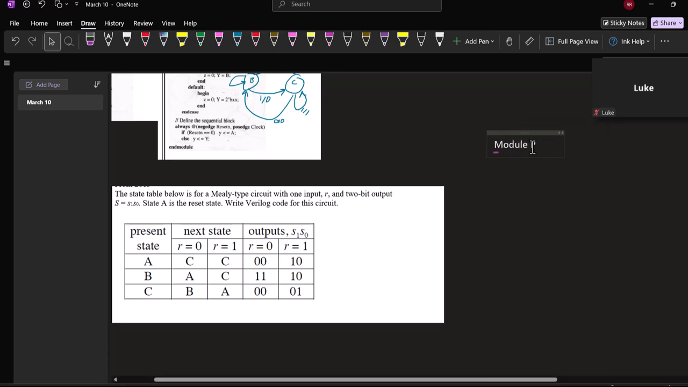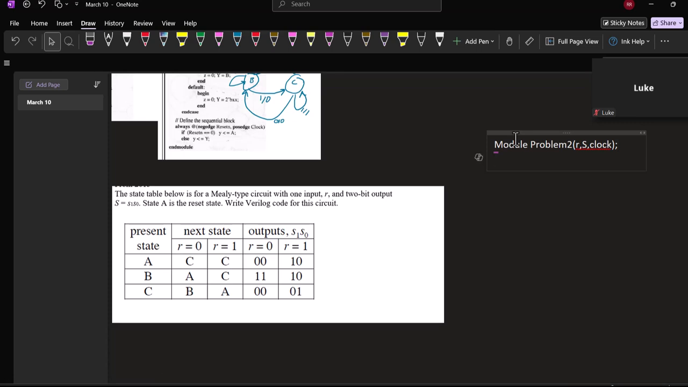Okay, so module problem 2. I've got 1 input R. I've got a 2-bit output capital S. I have to have a clock because I can't have this machine without a clock. So that's my input, my output, and my clock. It's going to capitalize all the first letters, which are not supposed to be capitalized, so just ignore that. My input is going to be R, comma, clock.